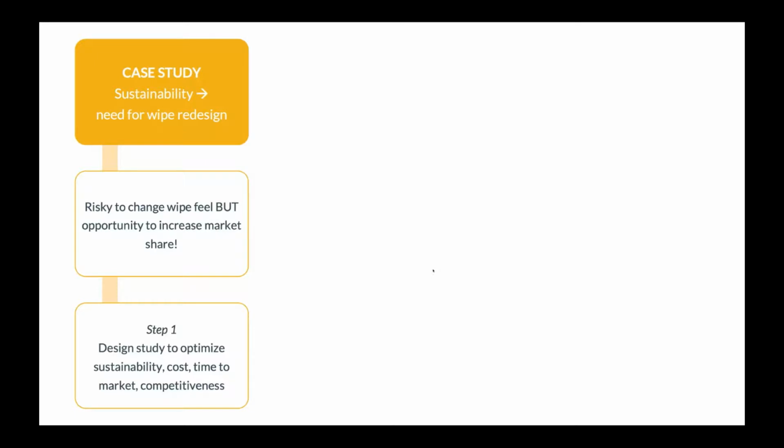So step 1 is designing the study to optimize sustainability, cost, time to market, and competitiveness, right? We can't completely eliminate everything else from that seesaw, that balancing act we were talking about earlier, but we want to make sure that the feel of the wipe is included right at the beginning, so that we don't arrive at a scenario in which we've redesigned everything and we love everything about it except for the feel, right? We have to consider feel right at the beginning.